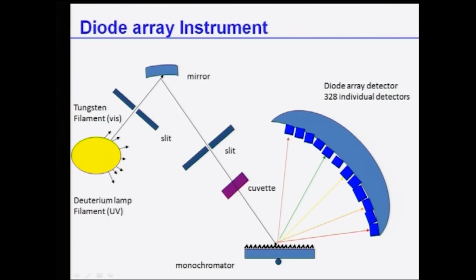deuterium lamp for the UV and tungsten for the visible, and then the light goes to a slit and falls on a mirror, and the mirror focuses it onto the sample. Then this falls on a monochromator. This is opposite to what you have seen in scanning techniques. The monochromator then disperses the different wavelengths of light onto the detectors, each one of which is a diode, and the diodes measure the amount of radiation coming out.